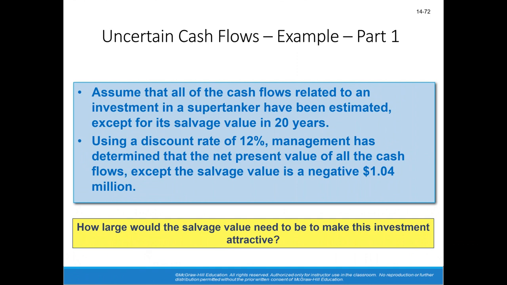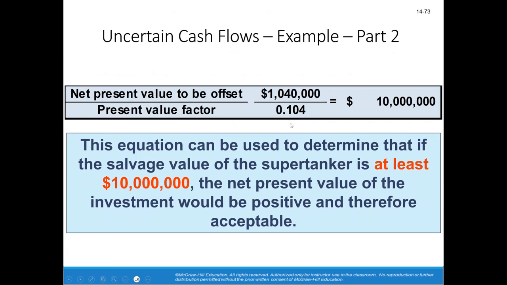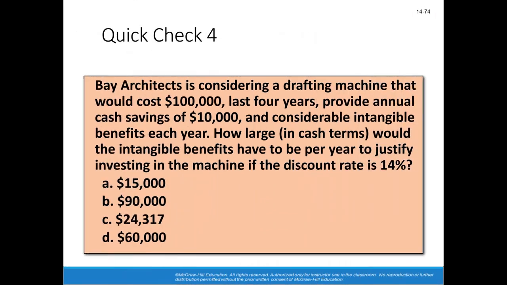If you have uncertain cash flows, assume that all the cash flows related to an investment have been estimated except for salvage value. We're going to use 12%. And so we're going to use the equation that can be used to determine the salvage value is at least $10 million.